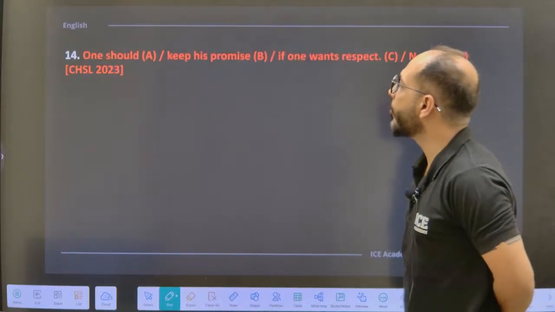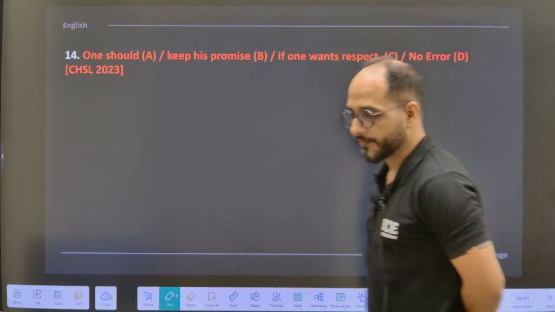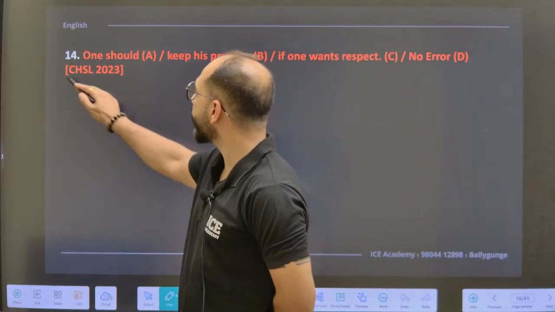Question number 14. One should keep his promise if one wants respect. Very good question. This is CHSL 2023.